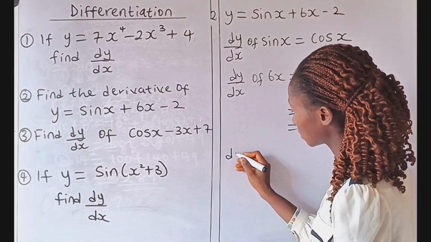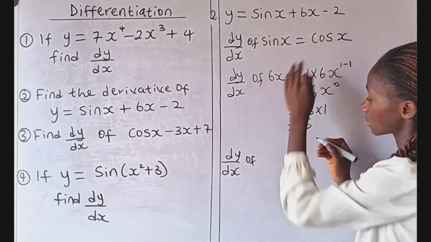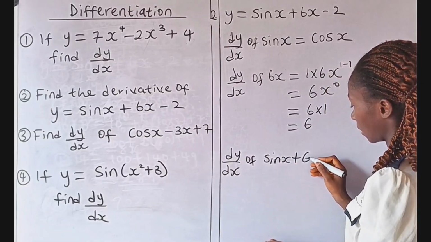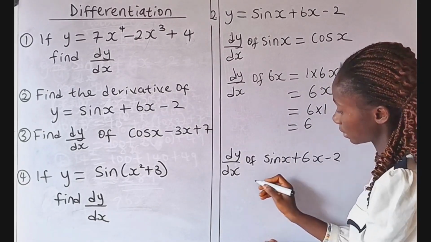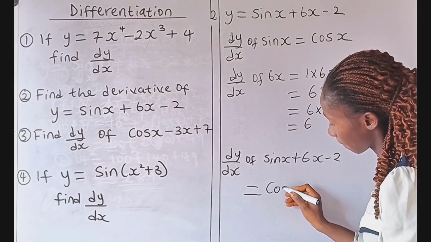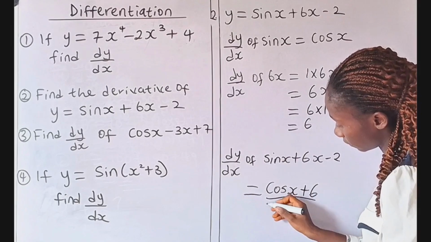Therefore, the dy/dx of sine x plus 6x minus 2 is simply equal to cos x plus 6. That's your final answer.